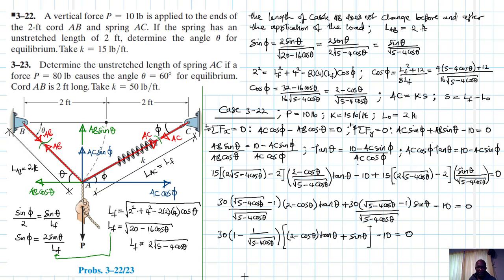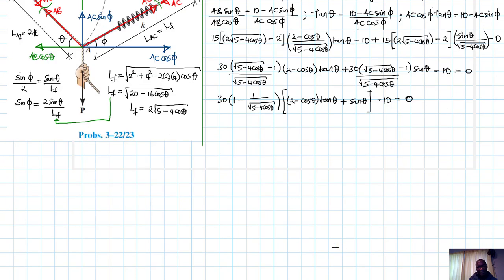Alright, 0. I think this is better. It has reduced a little bit, so we can now solve this. The technique that we are going to use is trial and error. Our interval for theta is from 0 to 90. These are very vital.